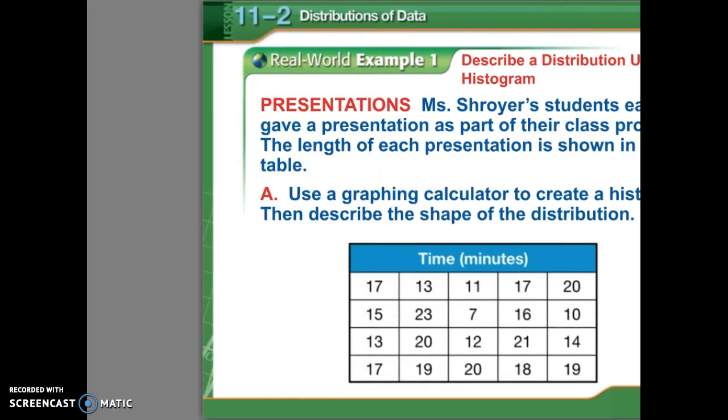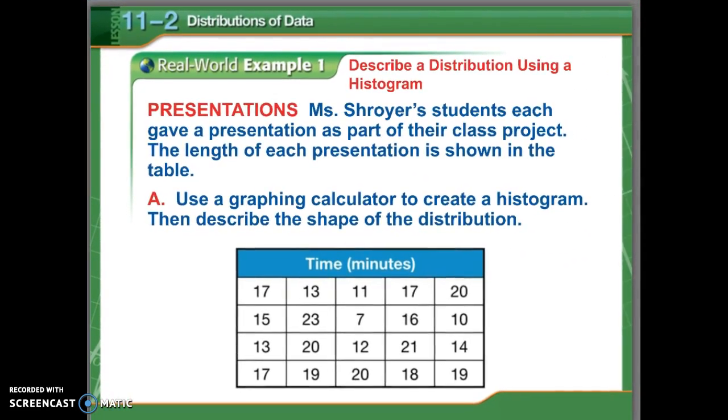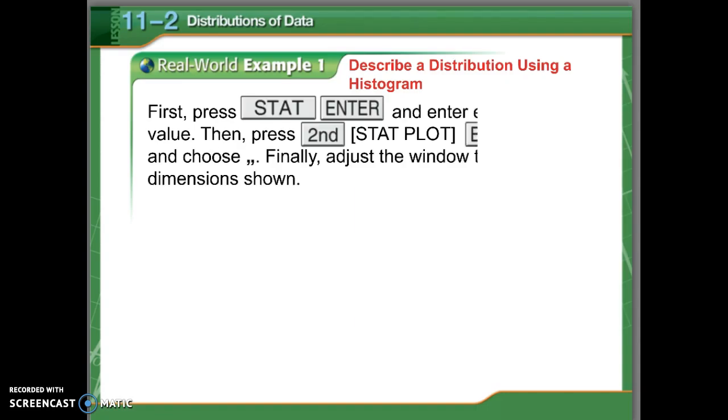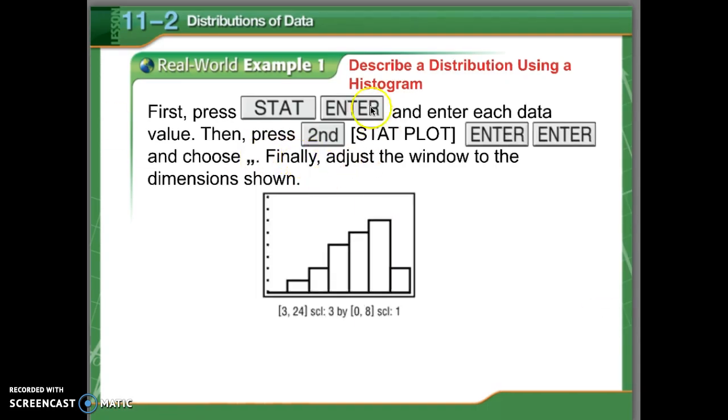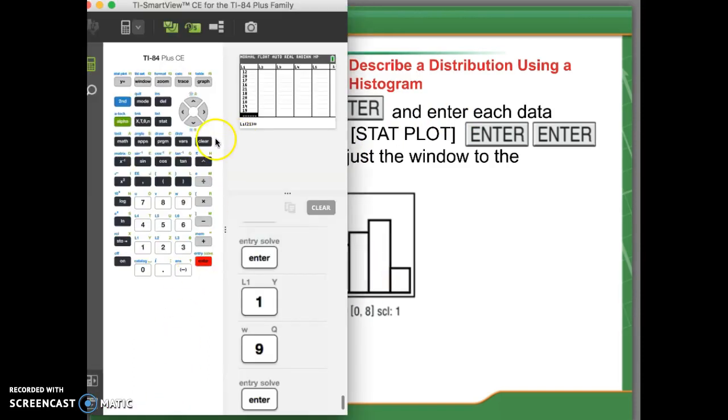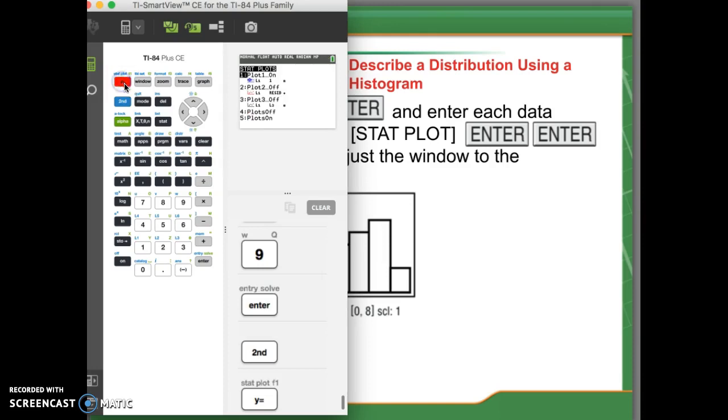So then the next thing, after we have our data in, this is just them describing how to do it. We put stat enter, and then we put all our data in. Then we're going to go up to the stat plots and choose the histogram option, and then look at the window. So let me pull this back in here. We're going to go to second, and then up here it says stat plot. It's very small, so second y equals. We're going to go into plot 1. It needs to be on.